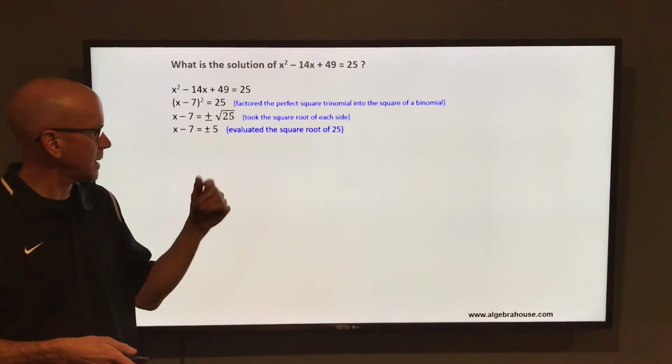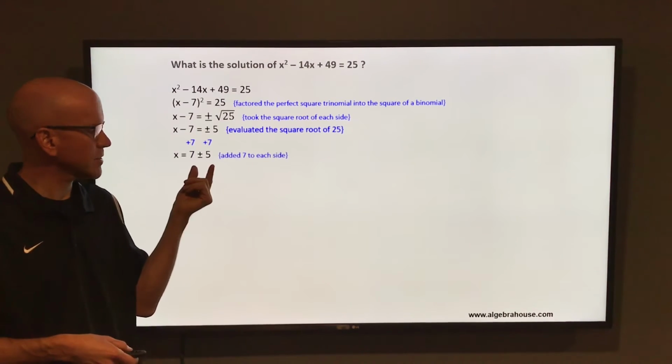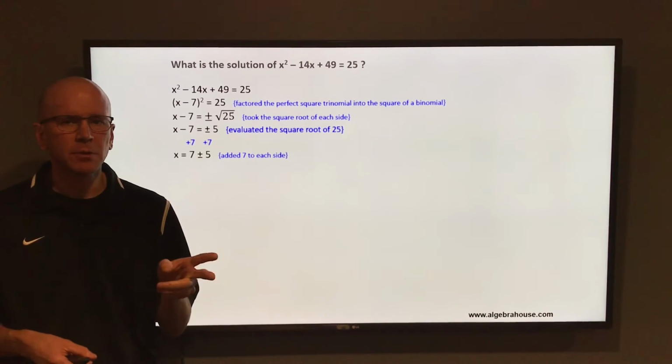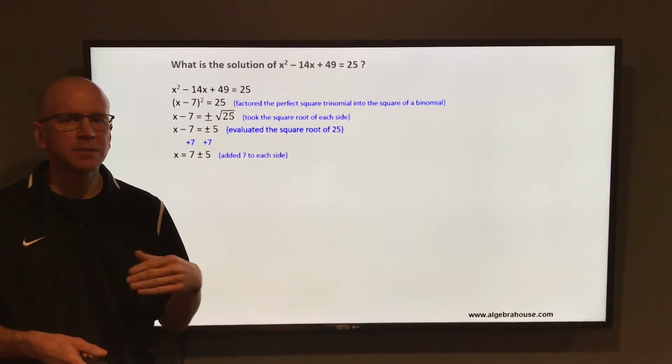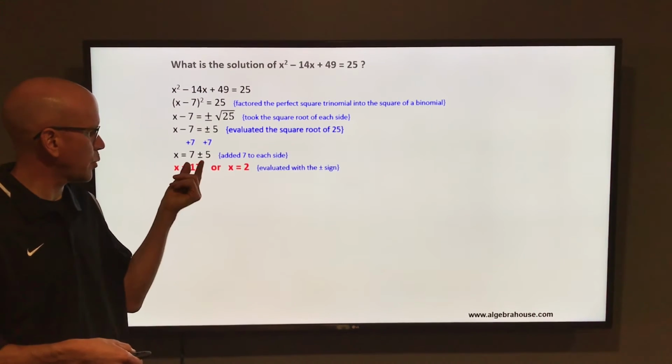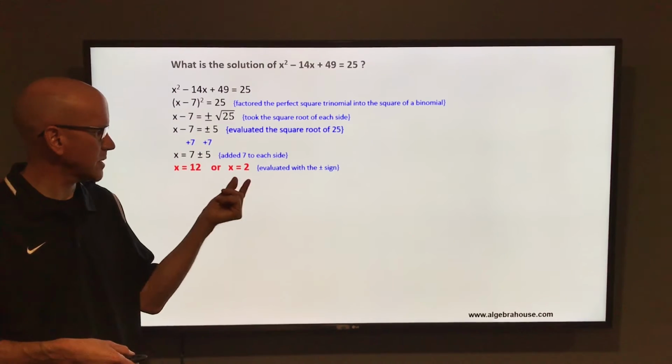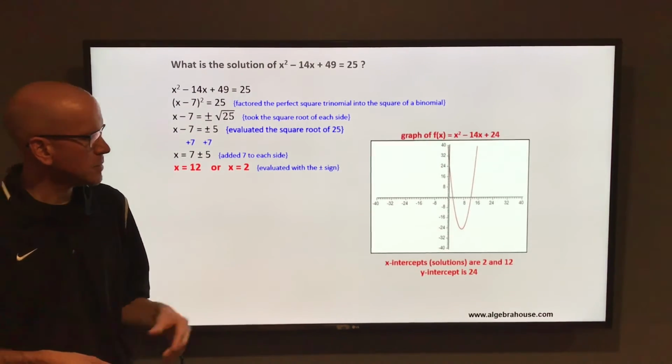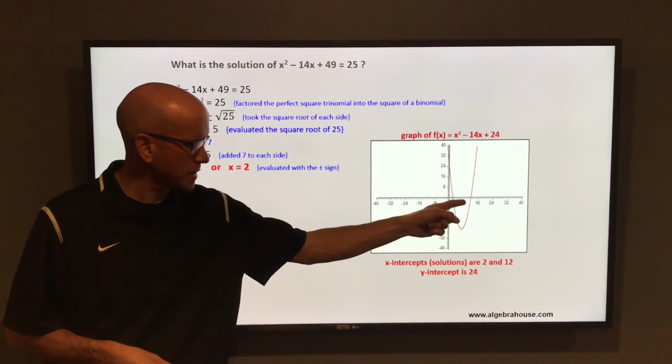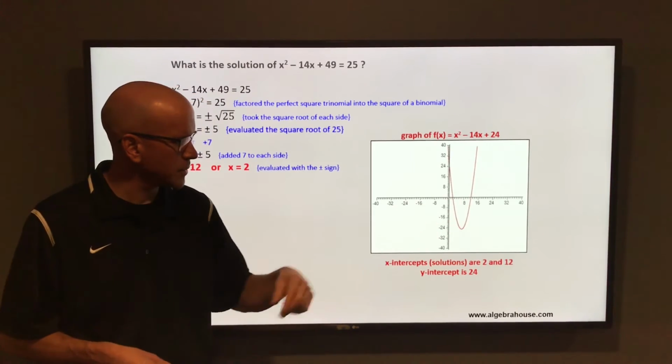Add 7 to both sides. Get x equals 7 plus or minus 5. So you have 2 solutions: 7 plus 5 and then 7 minus 5. If you take 7 plus 5, it's 12, and 7 minus 5 would be 2. So those are the x-intercepts. That graph crosses the x-axis at 12 and also at 2.